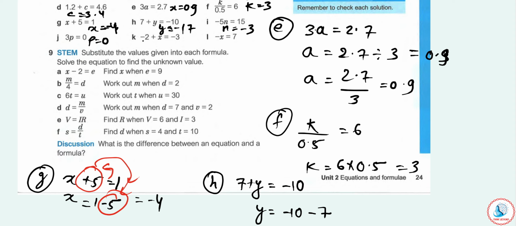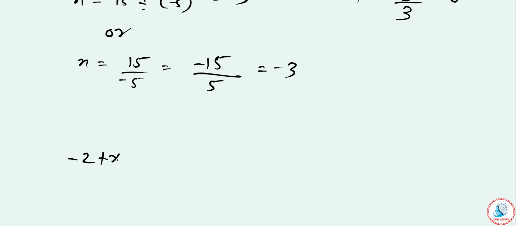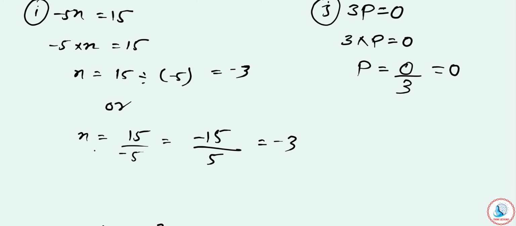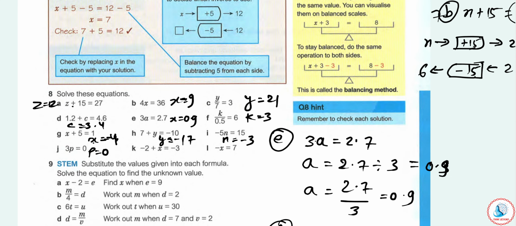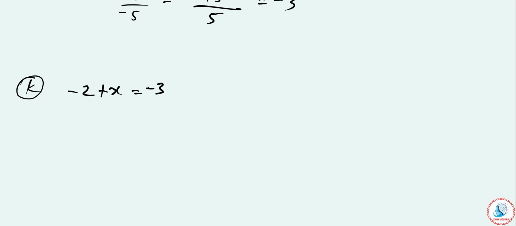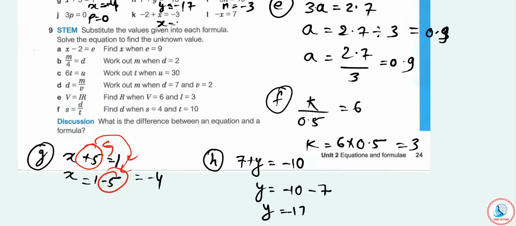Now question number K. Minus 2 plus x is equals to minus 3. That was the question number K. Okay. Minus 2 will move on this side, so the sign will change. x is equals to minus 3, it will become plus 2. So the value of x is minus 1. So x is equals to minus 1.